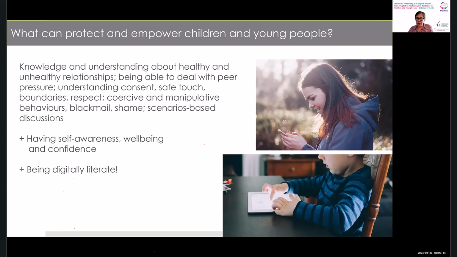Are they able to deal with peer pressure? Do they have a sense of confidence? Can we help them with developing their confidence, having good friends that they see regularly? We also want our children to understand things like consent, safe touch, boundaries. Again, no one should ever have the ability to exploit children.